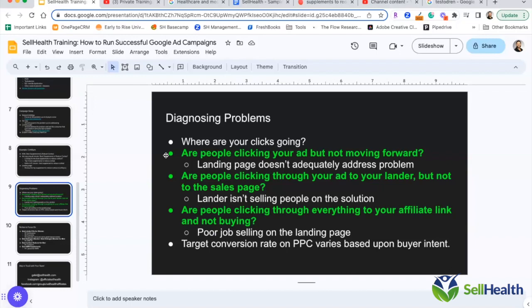I've highlighted some questions for you to ask yourself. Are people clicking your ad but not moving forward? They search a term, your ad comes up, they click on it, and they get to your landing page, and then they leave. That means your landing page is not adequately addressing the problem somebody is asking about. Second question, are people clicking through your ad to your landing page, but not clicking to the sales page? That means your lander is not selling people on that solution, it's not adequate enough.